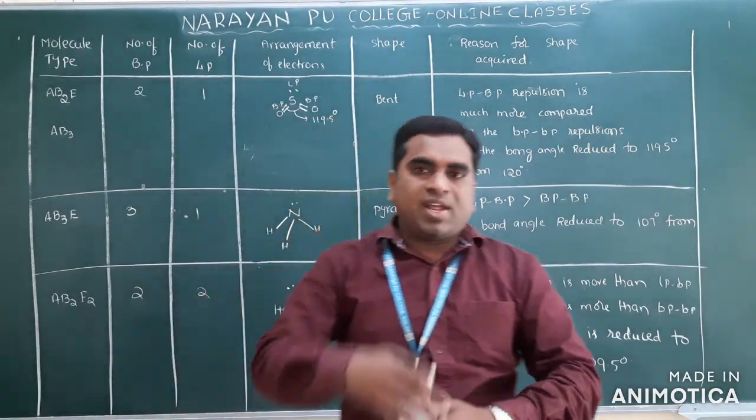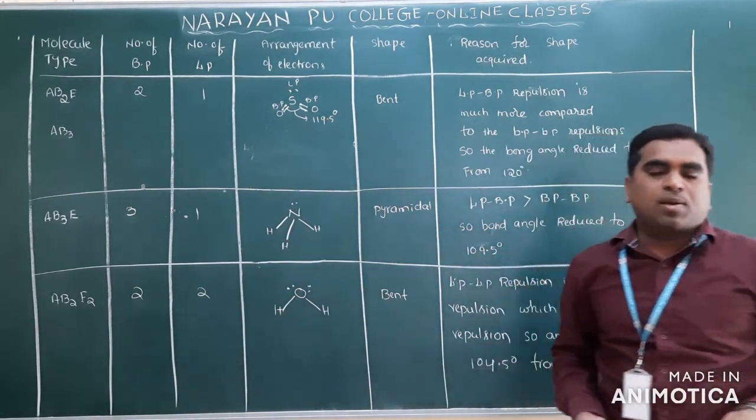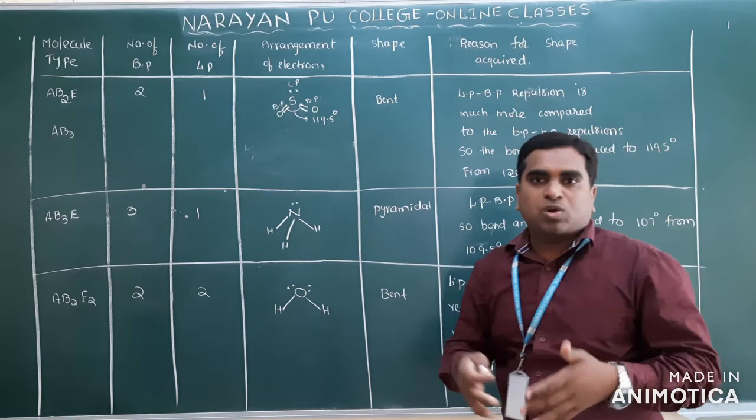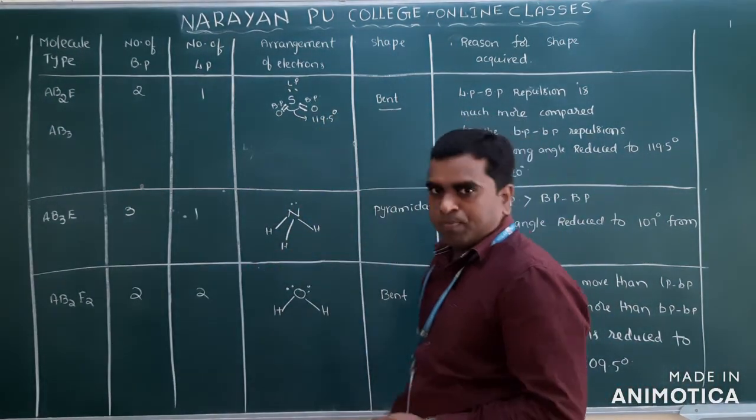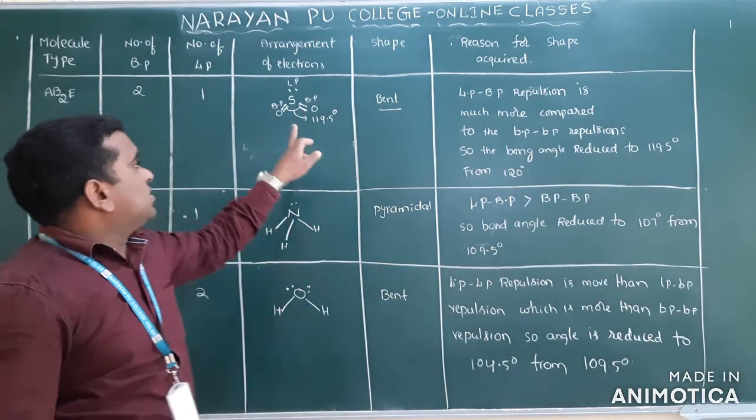119.5. If the angle is 120, then you know it is trigonal planar, but the angle changes from 120, so that's why it will have a different shape. What is that different shape? Bent shape. Clear, my guys?